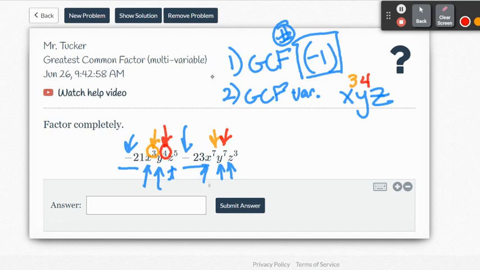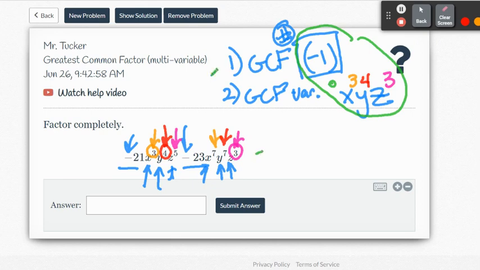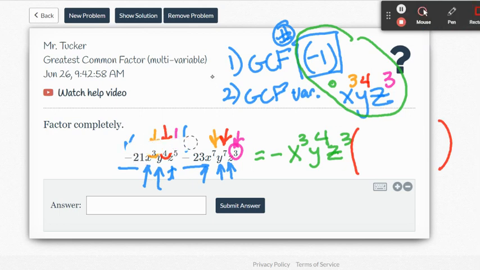And then I go with the z's, and I've got z to the third on the right one, and z to the fifth on the left one, the lower of that being the 3. So 3 is how much z I can take. So my GCF combines those, the number part and the variable part. I multiply that together. So it's negative 1, I don't have to put the 1, x to the third, y to the 4, z to the third is my GCF for this problem. So now I have to go through and divide out my GCF from each term to get my final factored result.